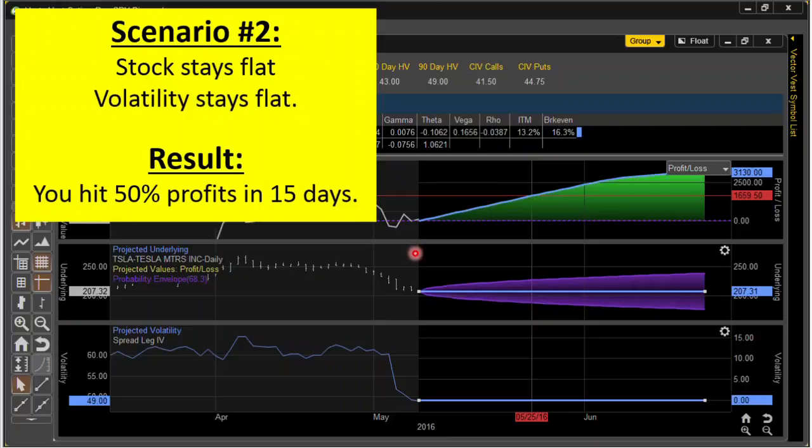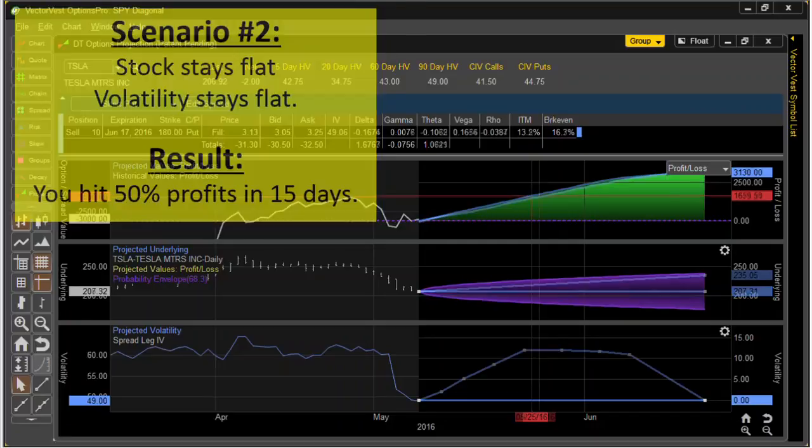So if you look at the risk graph, we still hit 50% profits. The only difference is the trade took 15 calendar days to take. Okay, 15 calendar days is, in the trading world, that's like 3 weeks in the trading world almost. That's almost 3 weeks trading, if you count weekends and stuff. That can take a while. So let's take a look at scenario number 3. Now again, volatility staying flat, stock stays flat, you're still making money.